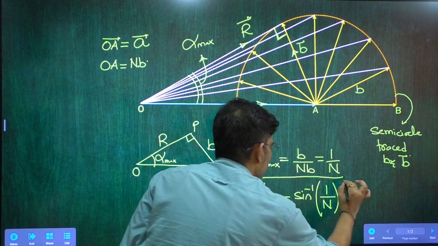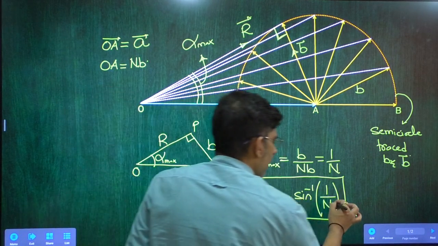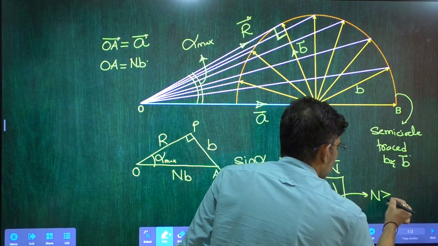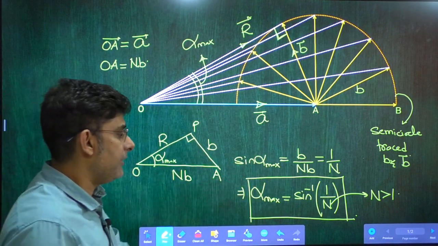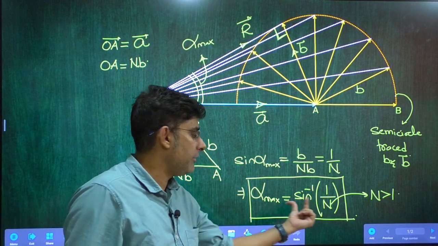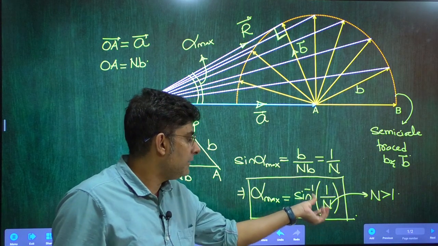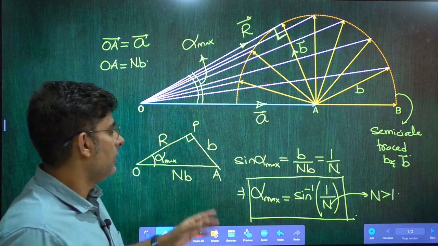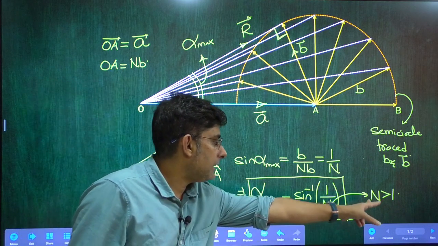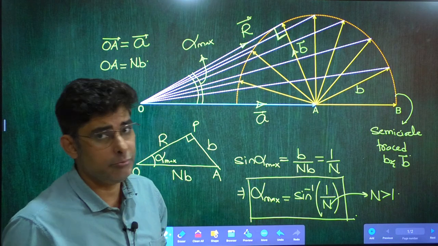And mind it, we have to presume here that the n value should be greater than 1. That is, A vector's magnitude is more than the magnitude of B vector. Otherwise, you know that there will be a discrepancy, because if n is less than 1, we'll get sine inverse of a value which is more than 1, which is not possible. So here we have to keep in mind that n should be greater than 1. That is, the magnitude of A vector should be greater than the magnitude of B vector.